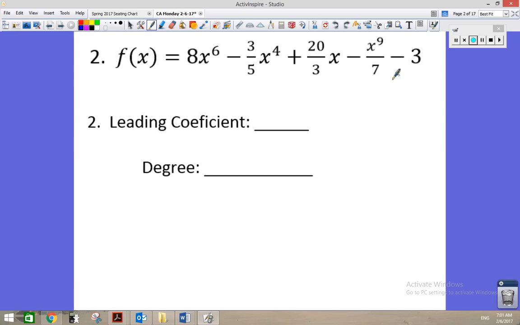Here in standard form, we look to find the largest exponent on a variable, so we're interested in this term, and the leading coefficient then is negative 1/7. And the degree is the largest exponent, 9.